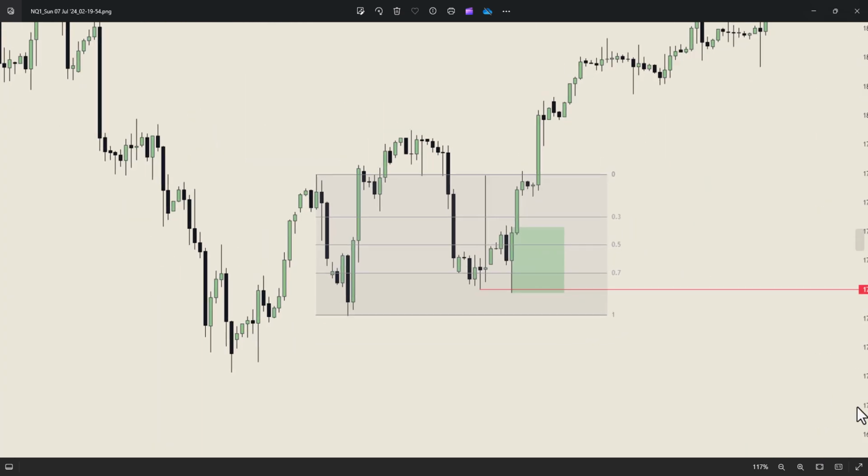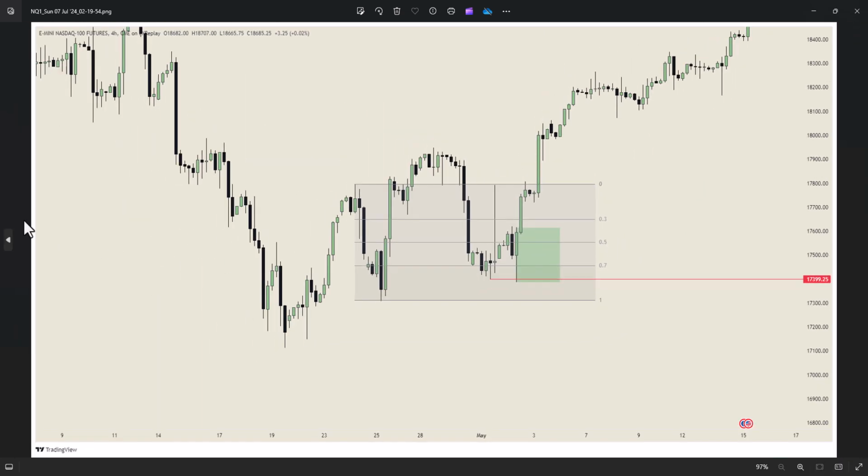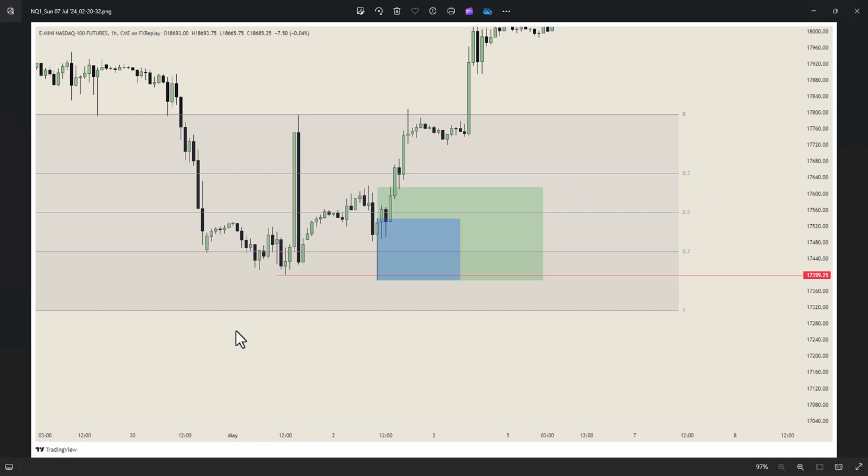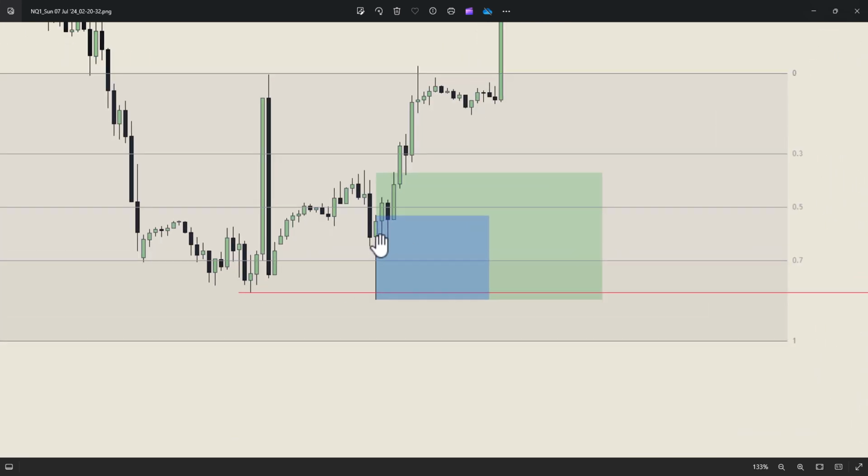So what you want to do, based on what I told you, is go to the lower time frame. Go to the 1 hour. See if you have the same formation. And yes, we do have the same formation. You see this candle on the 1 hour? It swept this and it never closed below it.